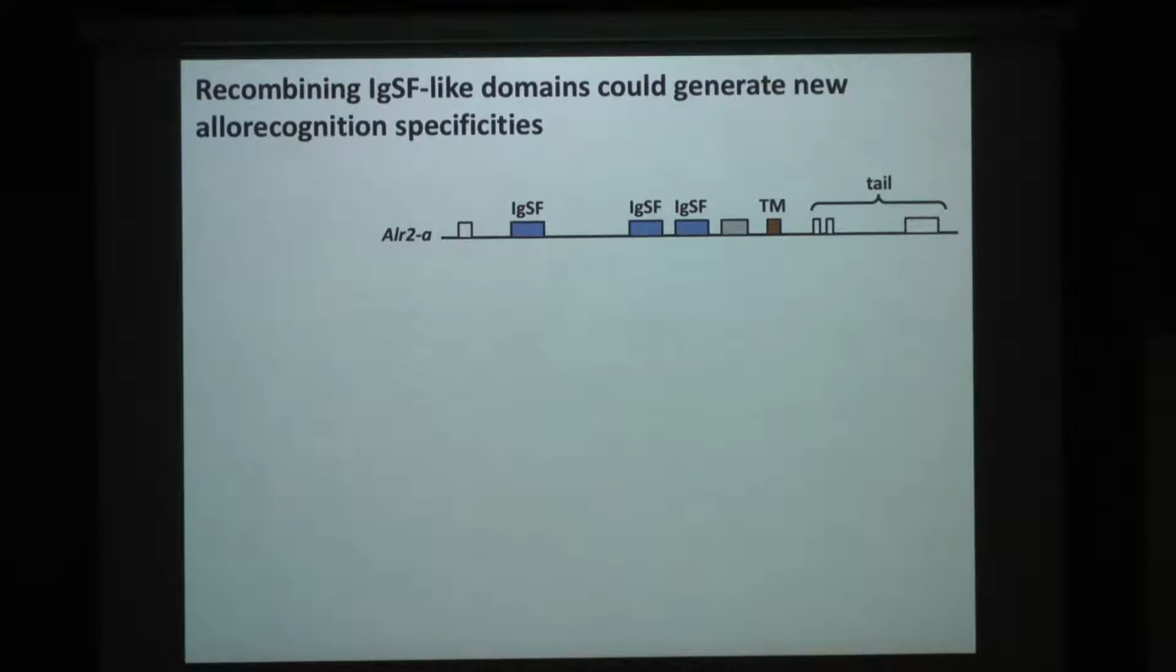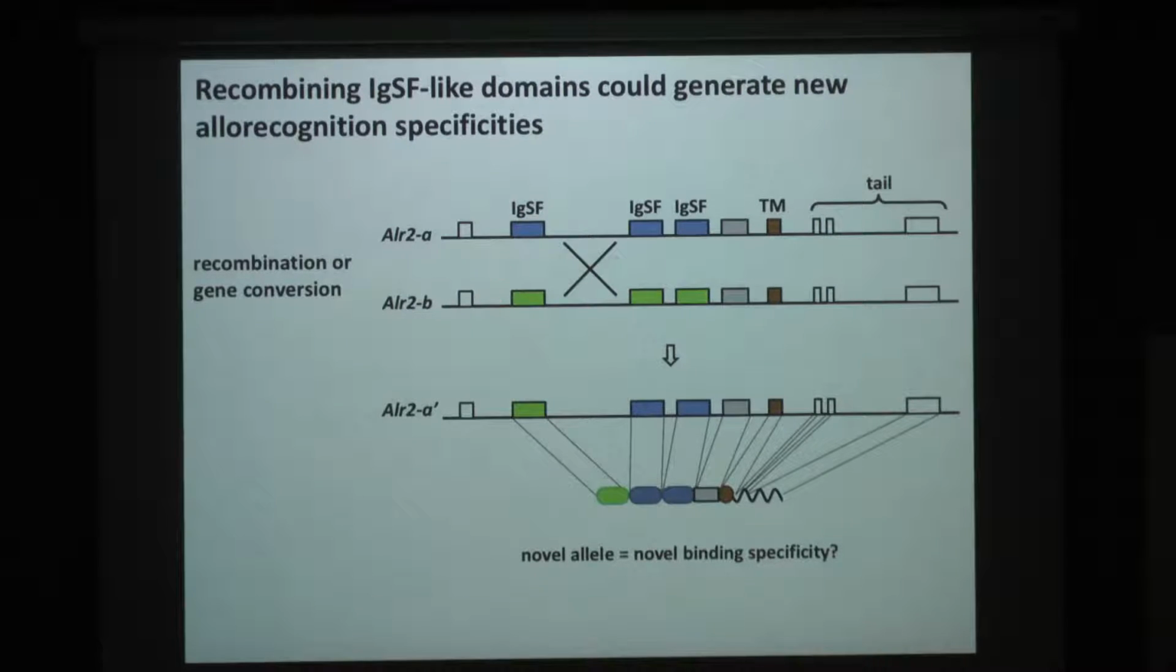So you might imagine that if you look at the locus, actually one thing that's striking about this locus, this is now looking in the genome, so not at the protein, but how the gene is encoded. Each one of those IGSF domains is encoded as a separate exon in the genome, which is interesting because it means that you might very easily be able to have recombination occur between two alleles, say the blue allele and the green allele here, and you can mix and match these IGSF domains so that you ultimately end up, if recombination occurs, with a new allele just by swapping these around. And the question is, would this new allele have a new binding specificity?